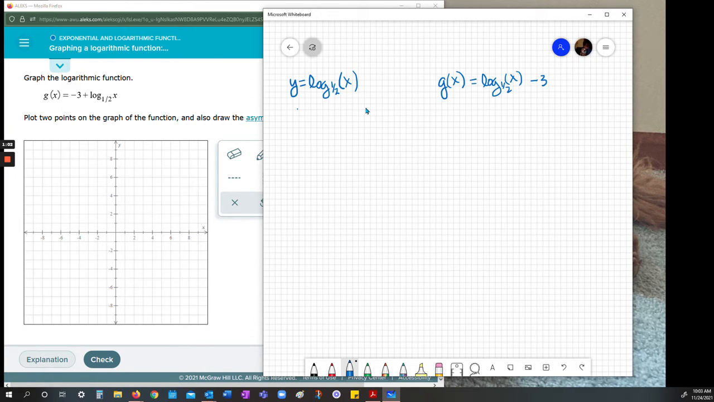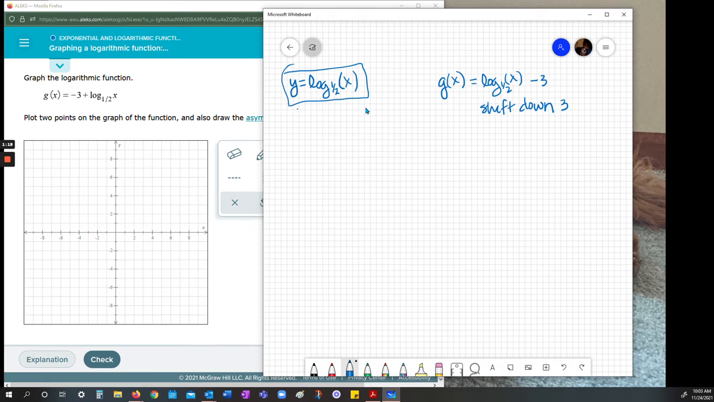So to me, it's more obvious that we're going to take that log graph and shift it down 3. Or we'll see that we can even just subtract 3 from the y coordinates that we get from our parent function. But I'm getting ahead of myself.